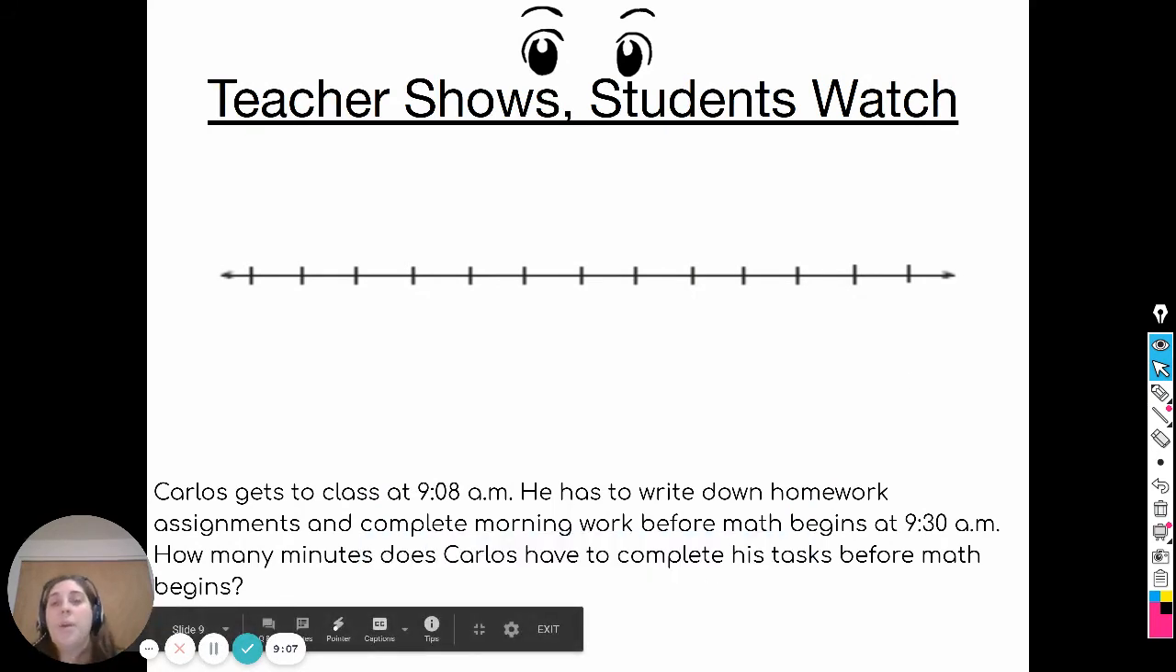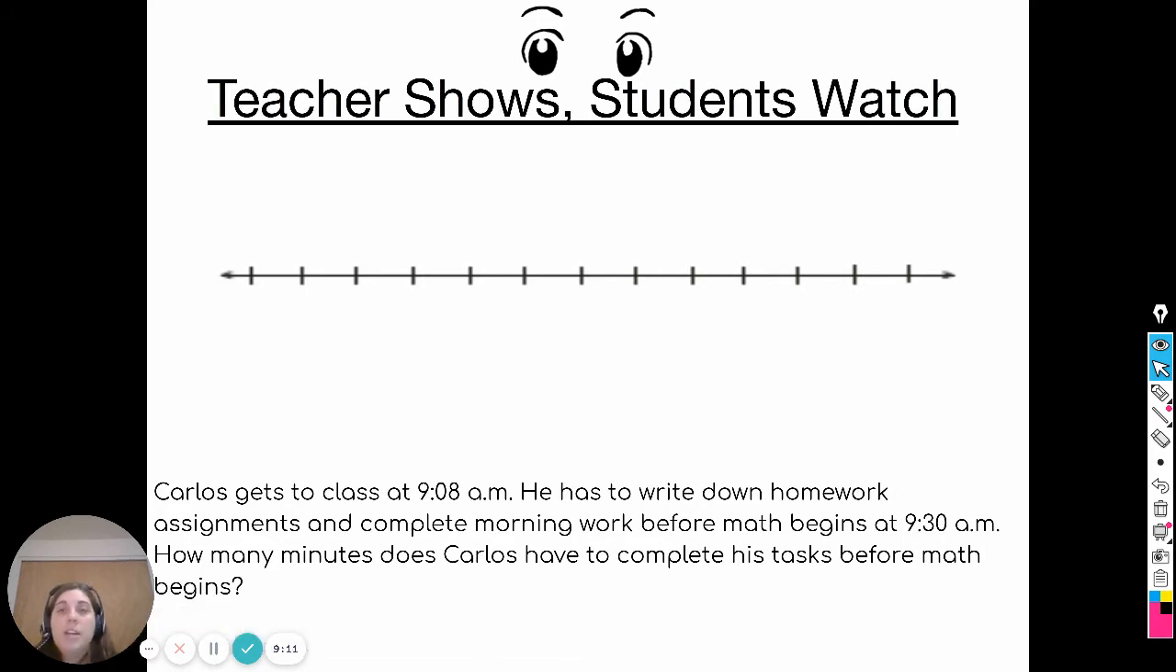Okay, so now is the part where I'm going to show you how to do it, and then you're going to have a chance to do one with me. So we're doing a word problem on the number line involving time. Okay, the first thing I have here is my number line. And what I want to do is label it, counting by 5s.